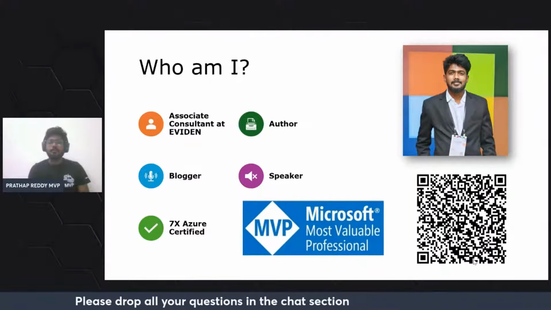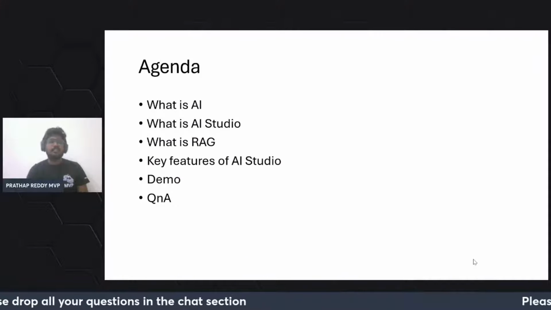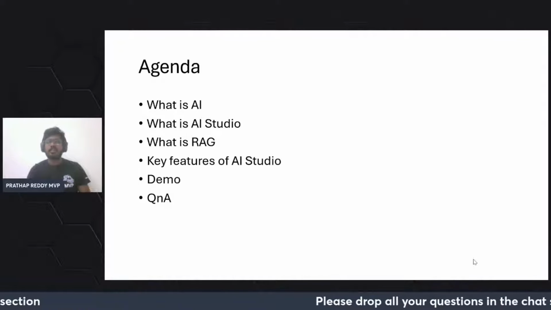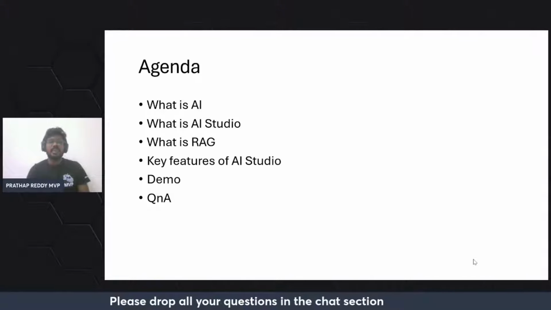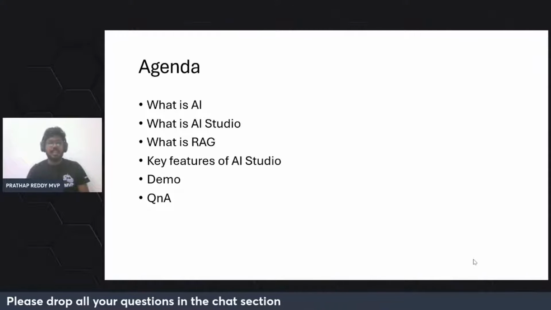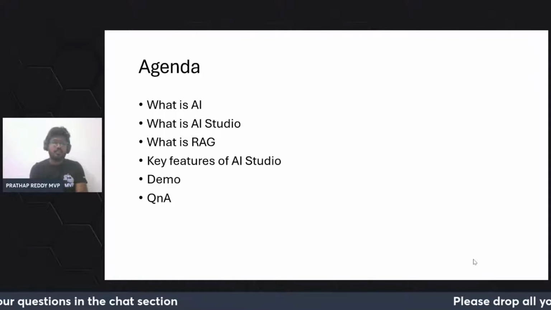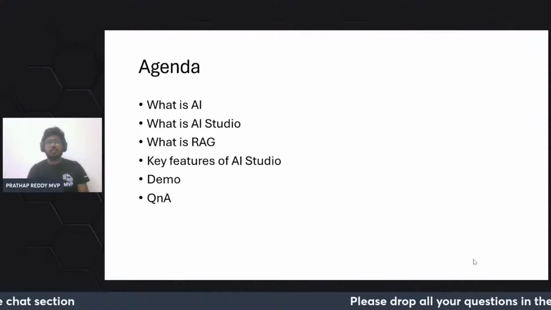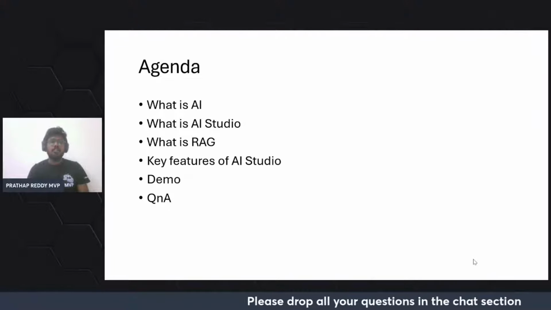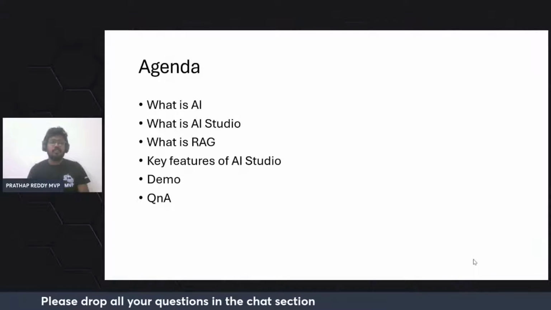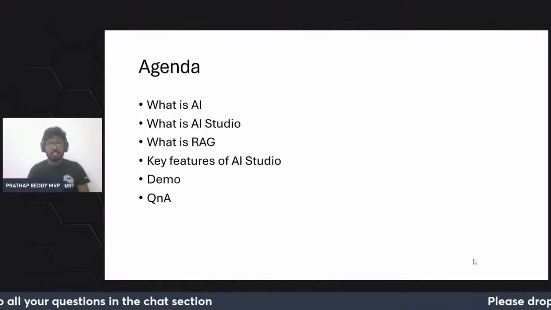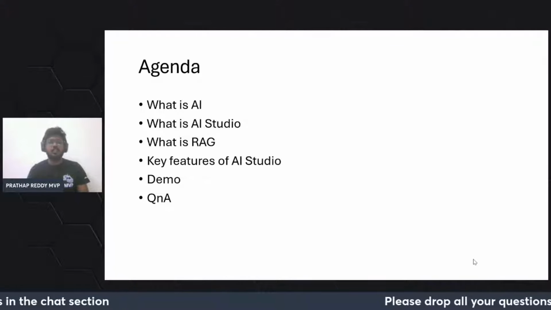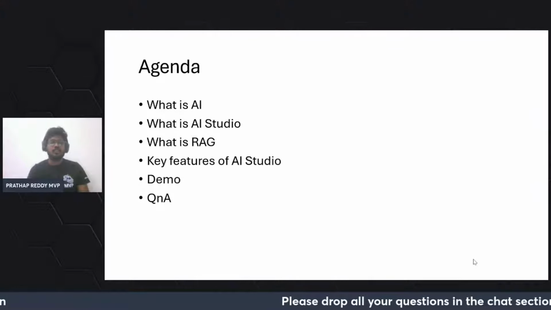Moving forward, today's agenda for building a custom copilot. We will discuss what artificial intelligence is, what Azure AI Studio is, what RAG is, and what the key features of AI Studio are. Then we will do a demonstration of how we can build and create a custom copilot in Azure AI Studio. Later, at the end of the session, we will have Q&A.